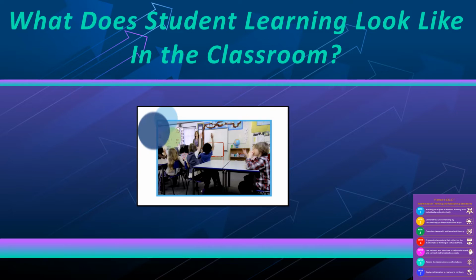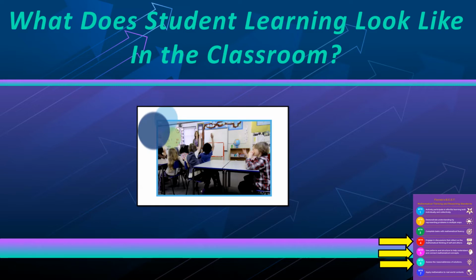As you can see, there is an MTR poster on the slide. So what MTRs align with this scope or unit? MTR 4, engage in discussions that reflect on the mathematical thinking of self and others, is seen when students use appropriate terminology to describe the solution to a problem and will show connections between various strategies used to solve problems.